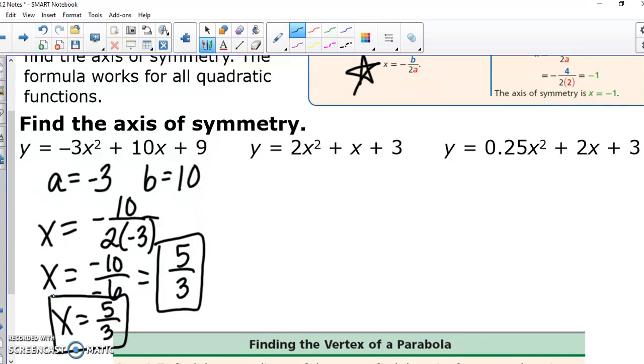I'm going to make sure you write that as x equals that number, because remember, our axis of symmetry is a straight line. After that example, go ahead and see if you can do these next two on your own. Remember, first you need to identify your a and b values. Once you've done that, you just plug them into that formula up top where the star is.